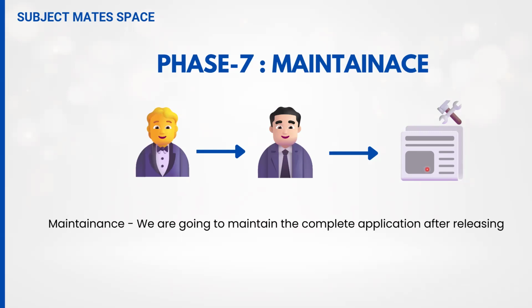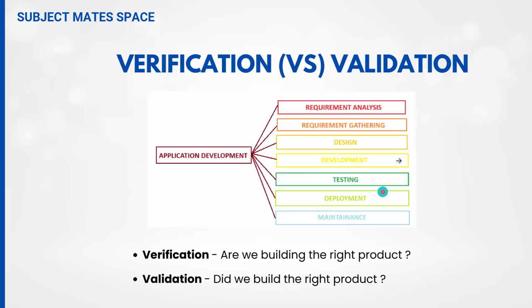We need to go to the development team, and once development fixes it, we need to deploy the issue fix again, and then it will go to the user. So this is the maintenance phase. Even after the application is successfully launched, we are going to maintain the complete application. So these are the 7 phases of SDLC.